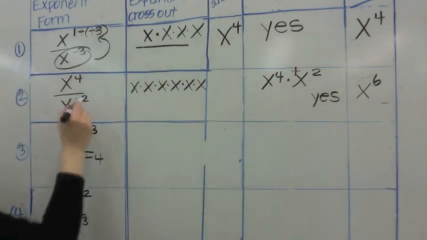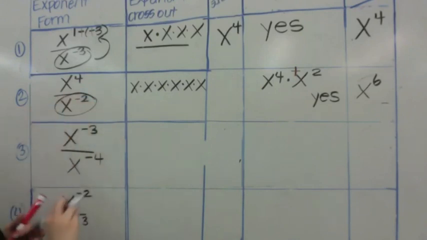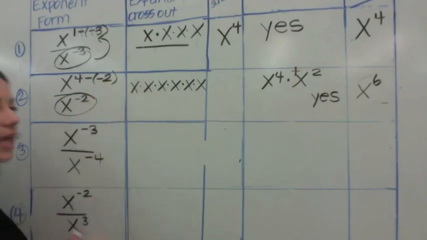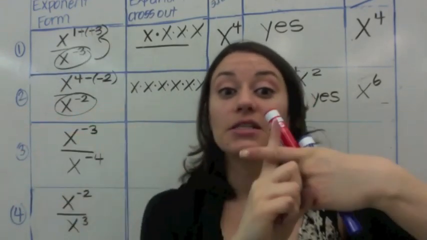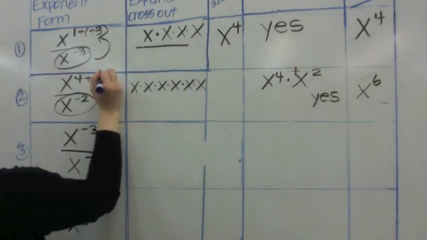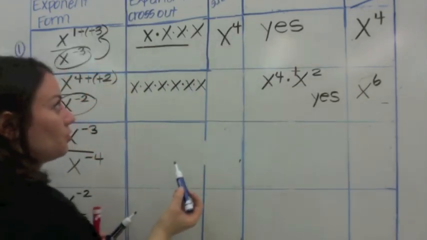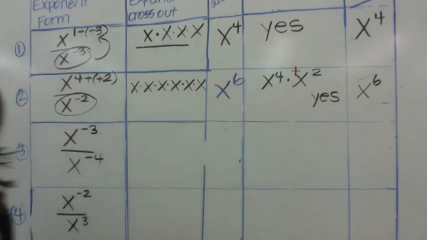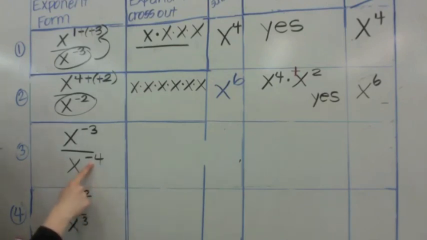When you subtract, again, I'm telling you that you are going to subtract a negative 2. Negative times negative is positive. So if you make this positive, it does become 4 plus 2. And that is x to the power of 6. Are you following me now? Are you following me? All right. So for the next one, what do you notice about the bottom? It's negative.